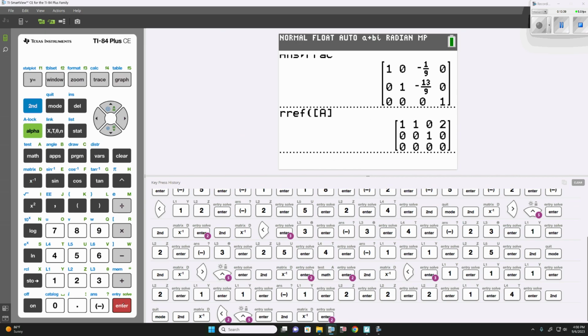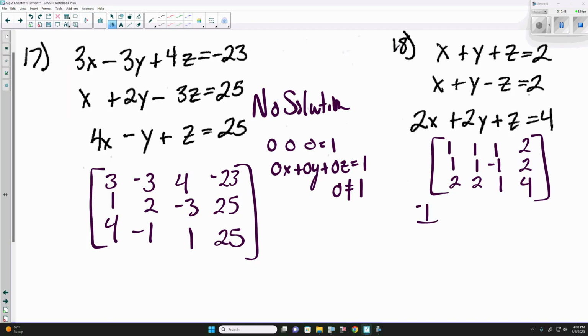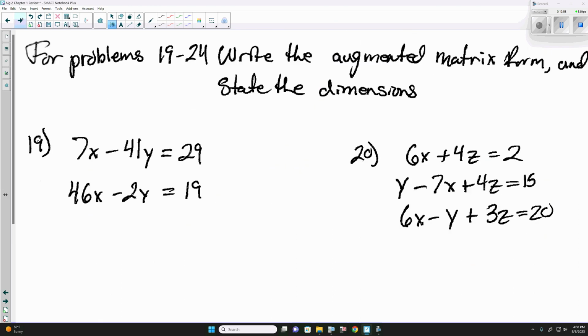Hit enter. Now if you notice that the last row for this here is all zeros, which means that this is infinitely many solutions. Infinitely many solutions. And that's it for those there.